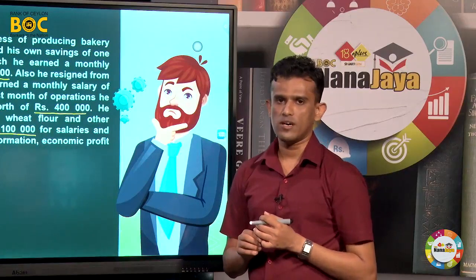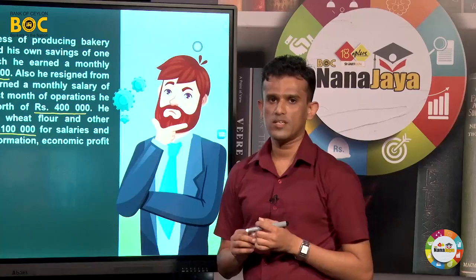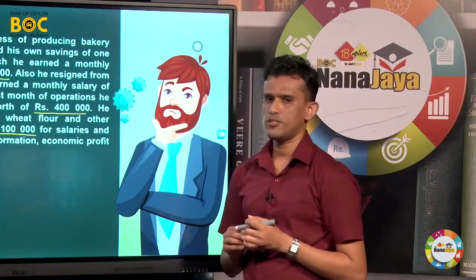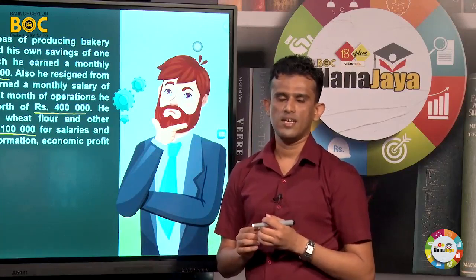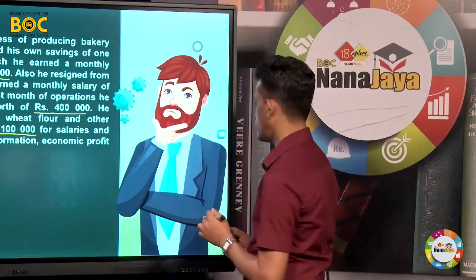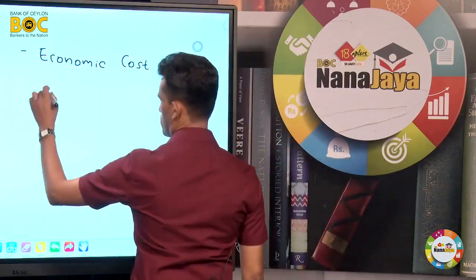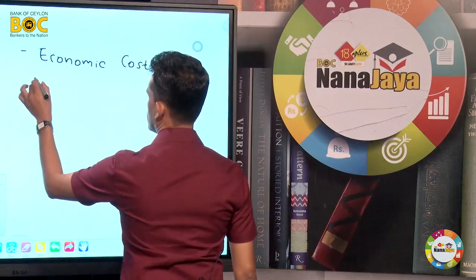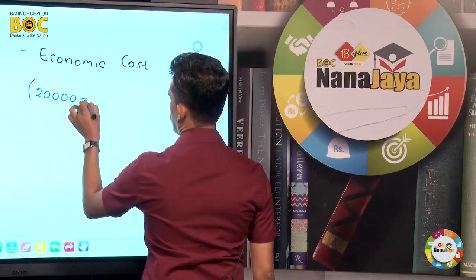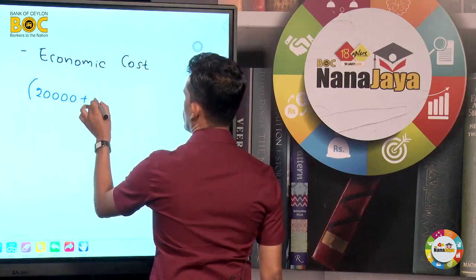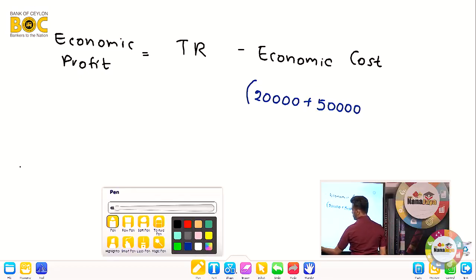So 20,000 rupees of foregone interest and 50,000 of foregone salary are the two implicit costs identified here. 80,000 rupees paid on raw materials plus 100,000 paid on salaries and rent are the explicit costs identified in this respective production activity. So foregone interest income of 20,000 and foregone salary of 50,000 are the implicit costs of this respective production activity.